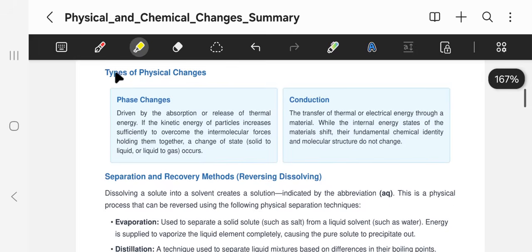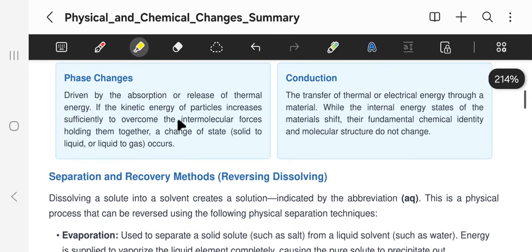The first type of physical change is phase change, and this is driven by the absorption or release of thermal energy. If the kinetic energy of particles increases sufficiently to overcome the intermolecular forces holding them together, a change of state, from solid to liquid or liquid to gas, occurs. This situation of intermolecular forces being overcome has to do with the topic we did under kinetic molecular theory. I hope you remember that.